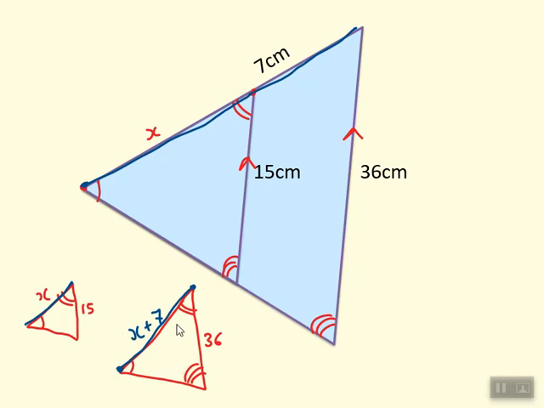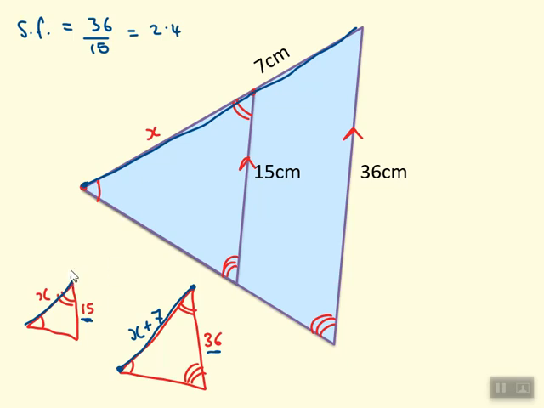Now the scale factor is easy to work out because we have this 15 and this 36, and they clearly are the corresponding sides. So first of all, I'm going to work out the scale factor, which is 36 divided by 15, and that's equal to 2.4. That's the scale factor. Now, this is where the algebra comes in, and I hope you understand this.